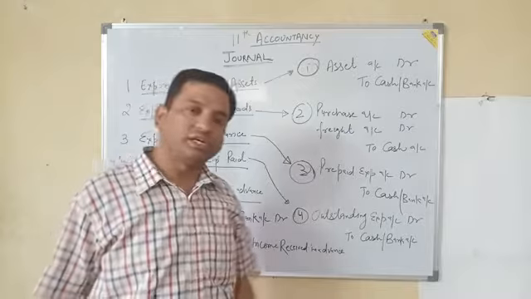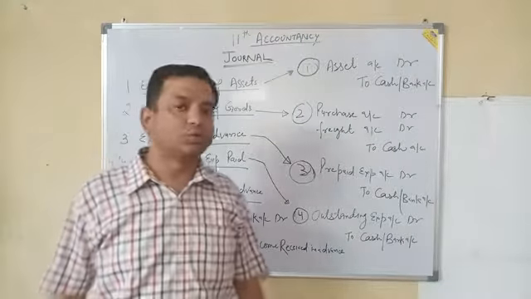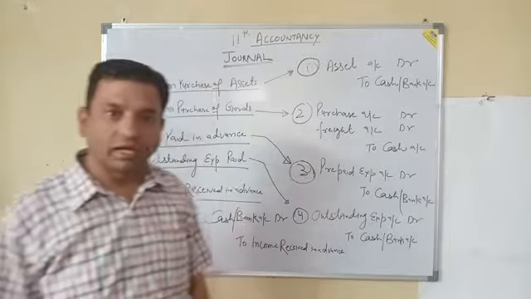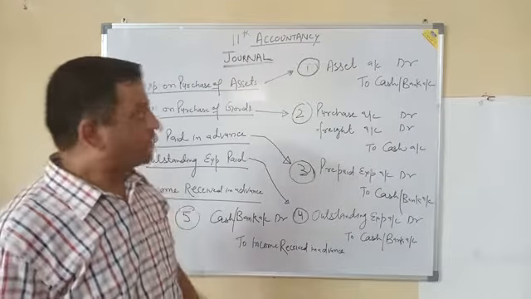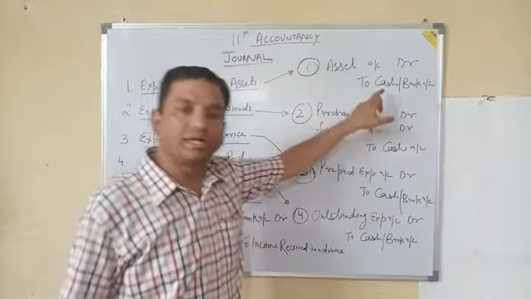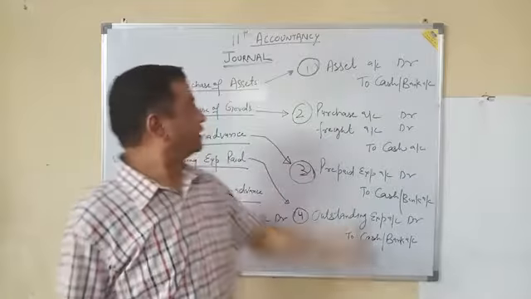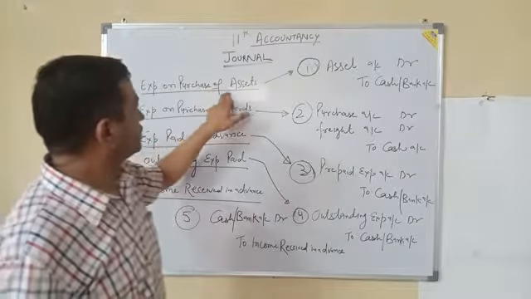Suppose we have purchased an asset of rupees 1 lakh and we have spent 20,000 rupees to erect that, to install that, or to purchase that. Then we have to make the entry asset account debited to cash with 1 lakh 20,000. That 20,000 expense will not be shown separately. The very first: expenses on purchase of asset.